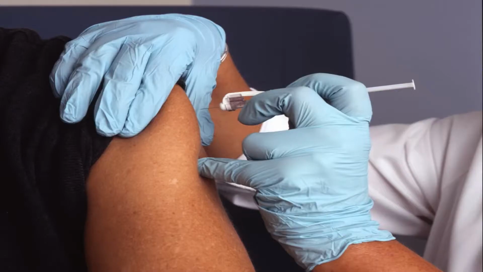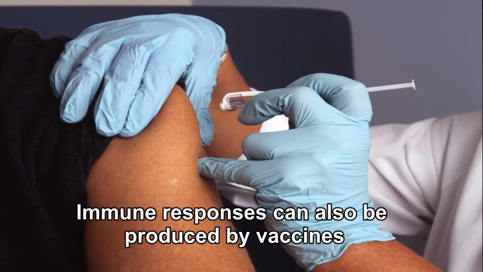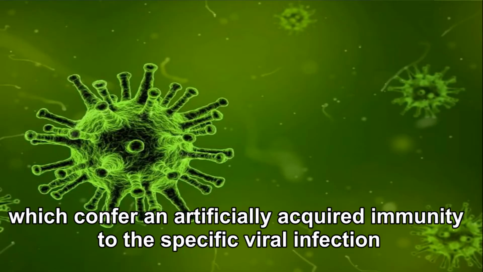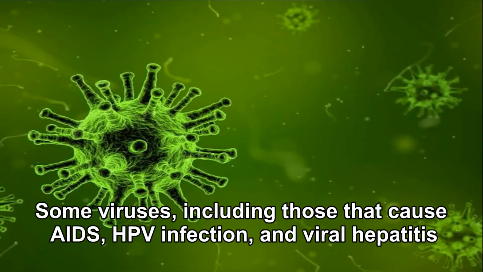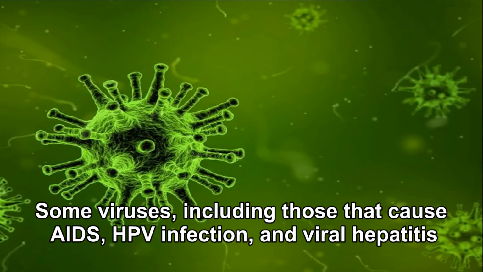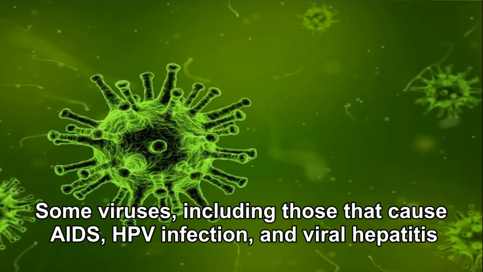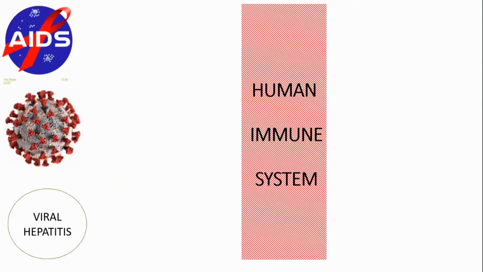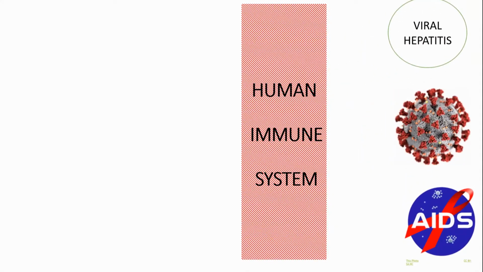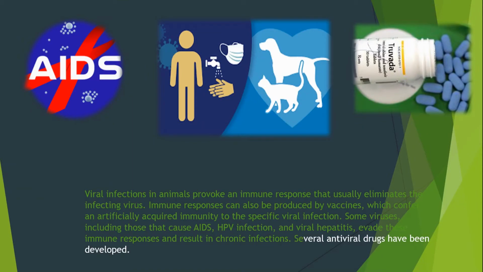Viral infections in animals provoke an immune response that usually eliminates the infecting virus. Immune responses can also be produced by vaccines, which confer an artificially acquired immunity to the specific viral infection. Some viruses, including those that cause AIDS, HPV infection, and viral hepatitis, evade these immune responses and result in chronic infections. Several antiviral drugs have been developed.